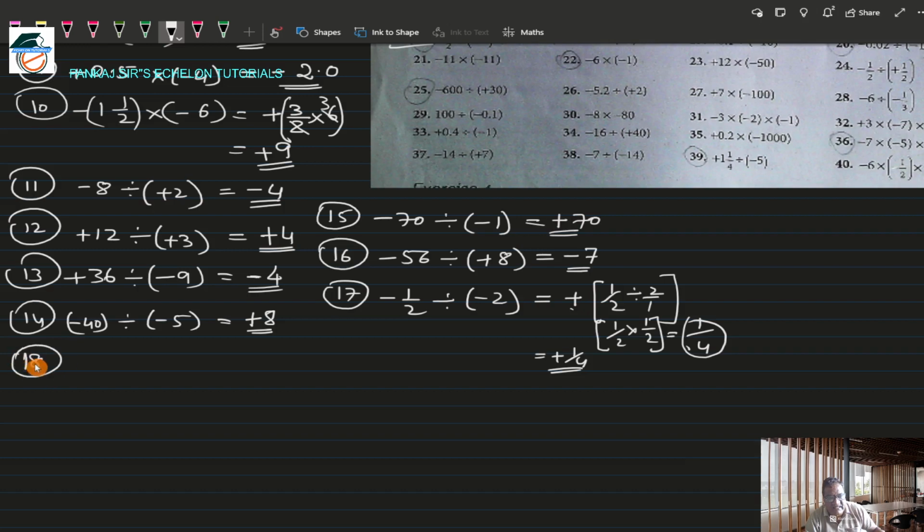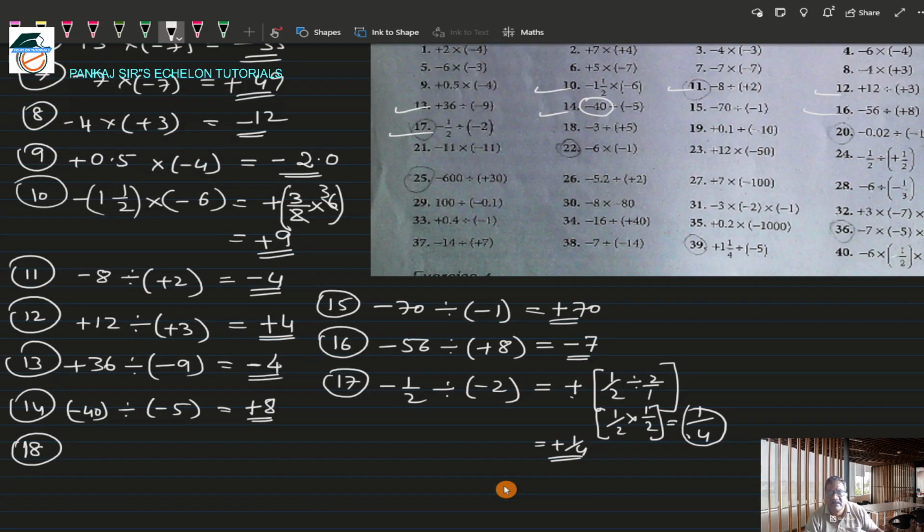18th. Question number 18 says, okay, where is it? Yeah, 18th is over here. It's minus 3 divided by plus 5, isn't it? So this is minus divided by plus, which means minus, and 3 upon 5 you just write in the fraction form, 3 upon 5. No need of going into decimal. So the answer will be minus 3 by 5, 18th. Okay, which is perfect.